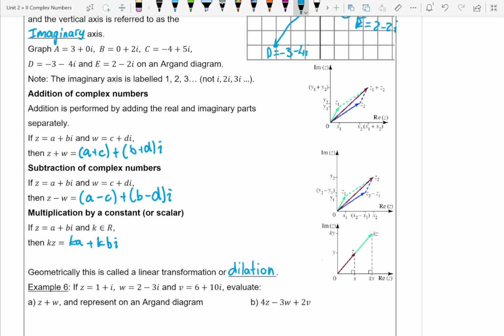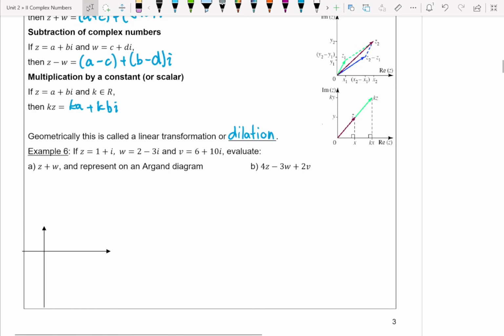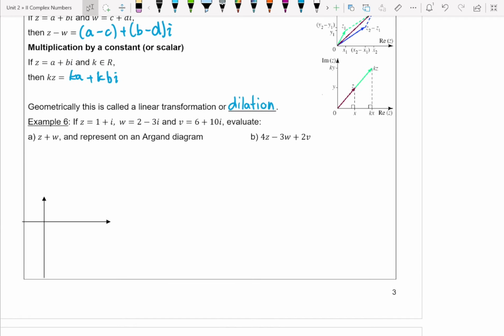So let's put this into practice. If z equals 1 plus i, and w equals 2 minus 3i, and v equals 6 plus 10i, evaluate z plus w and represent on an Argand diagram, and then 4z minus 3w plus 2v. Let's see, do we have more space underneath? Nope, this is what we've got. So z is 1 plus i. We want to represent this on an Argand diagram. So z is 1 plus i.